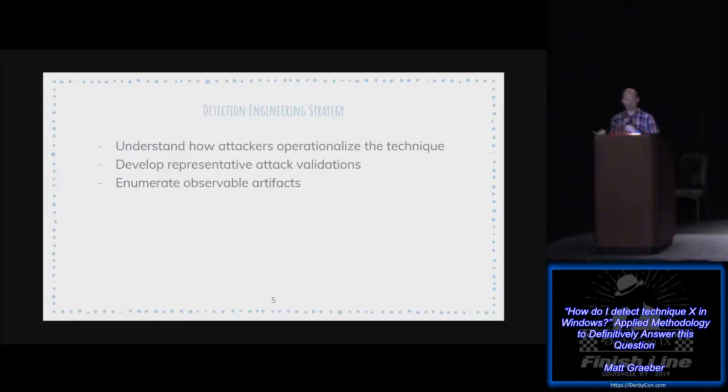Otherwise there's the big potential that we would be missing out on true positives, like actual attacks getting through our detection. The next thing that we'll do, and this should be familiar to everyone, is once you've developed your attack validations, you run them in your controlled environment, and then you enumerate and observe all of the artifacts that occur.